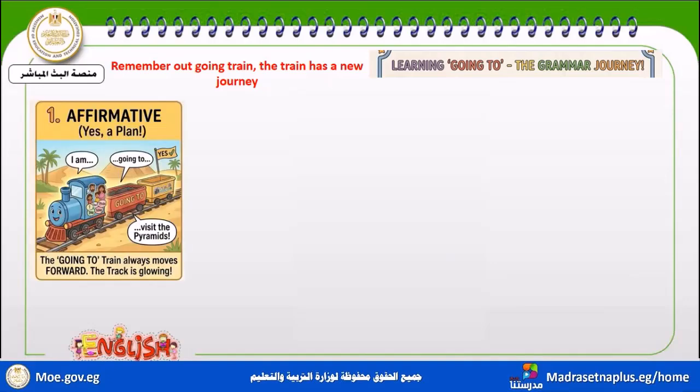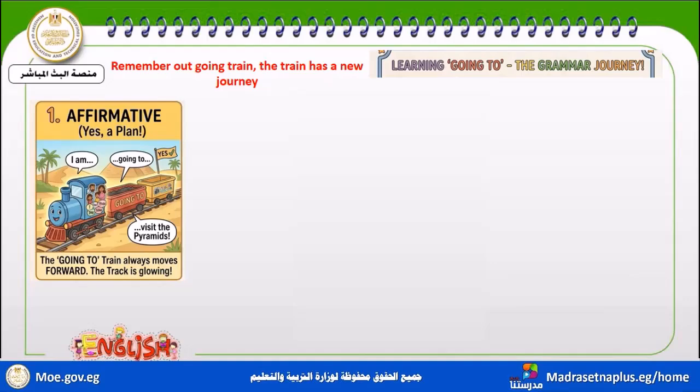As we talk about going to, we said that we have going to train, which is the subject, verb to be, going to, and the main verb. This plan has three forms. The first form is the affirmative. And here is the sentence we use going to. I am going to visit the pyramids.